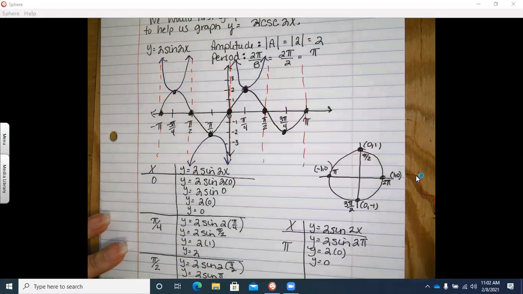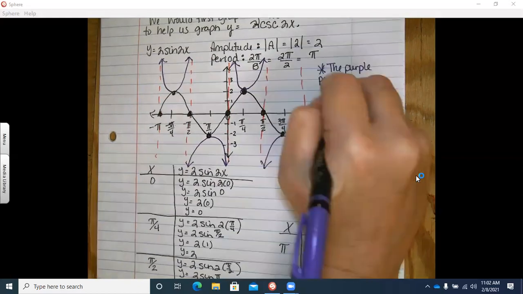So I'm going to make a little point. I used purple. So the purple part is the actual graph of y equals 2 times the cosecant of 2x. That black part is the graph of y equals 2 times the sine of 2x. We just needed it to help us graph the cosecant, okay?